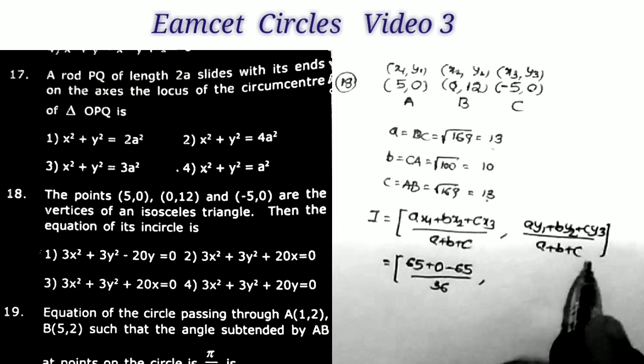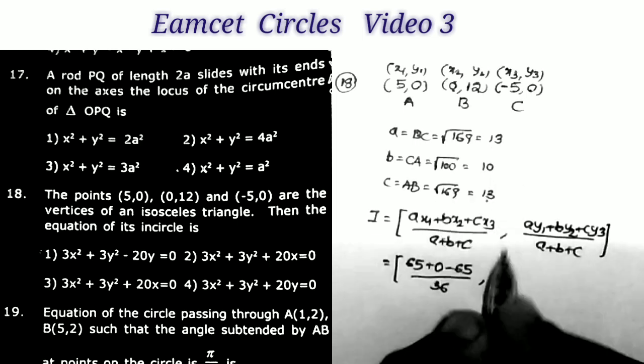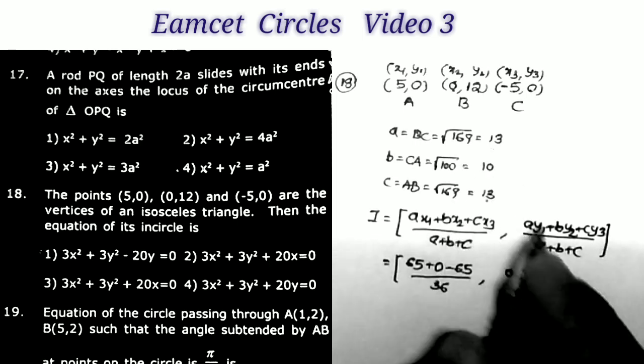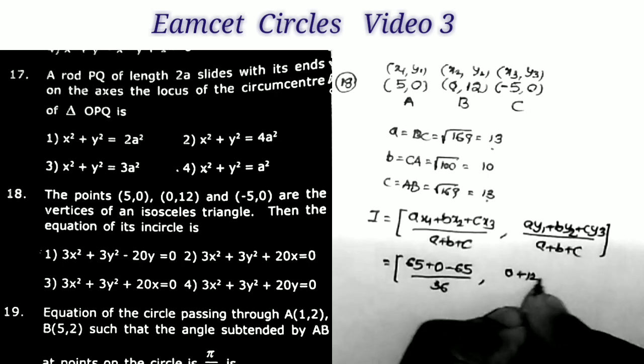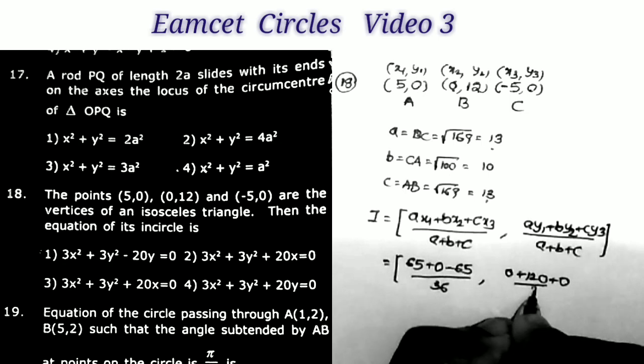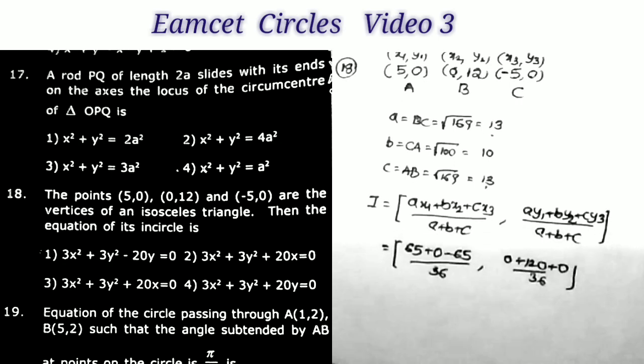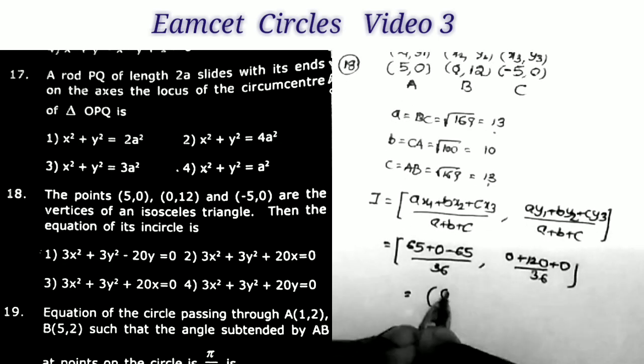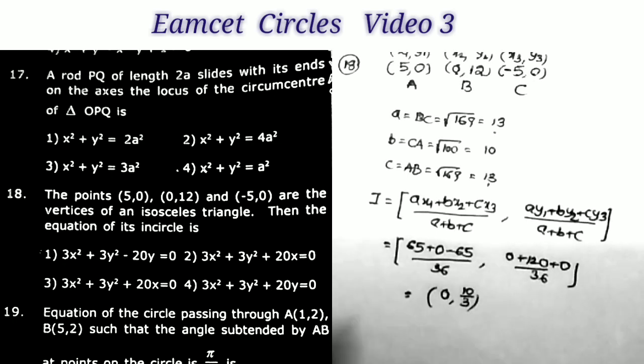Okay, 26 plus 10. Now ay1, 13 into 0, that is 0, plus by2, 10 into 12, that is 120, plus cy3, 13 into 0, that is 0, by 36. Therefore, the incenter is equal to 0, 120 by 36, which is 10 by 3, after cancellation by 12. Okay, this is the incenter.